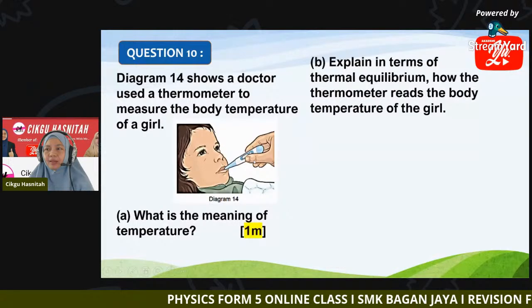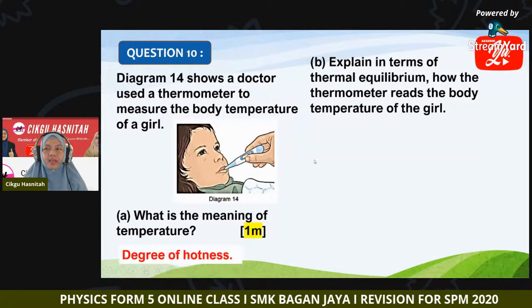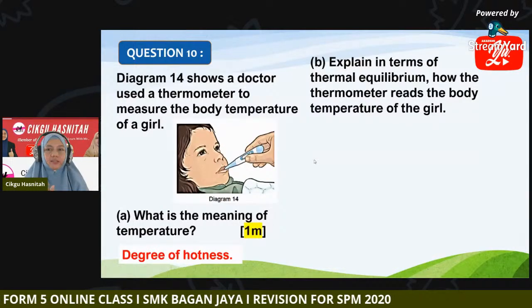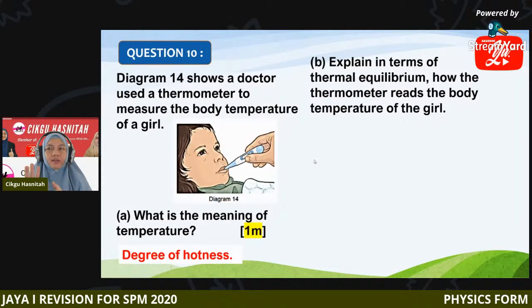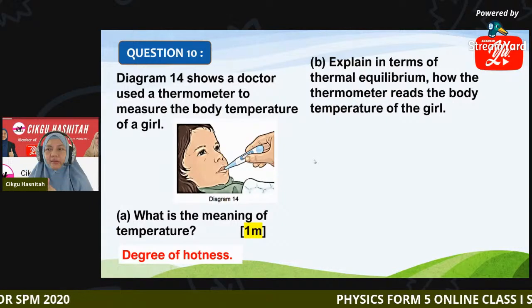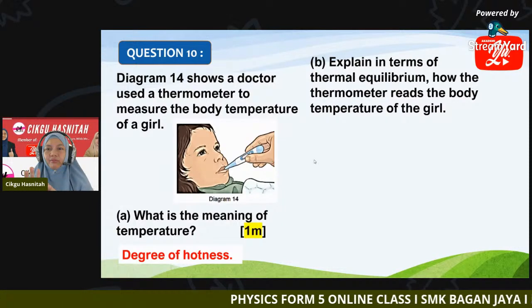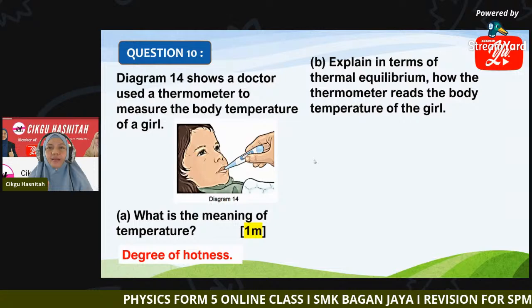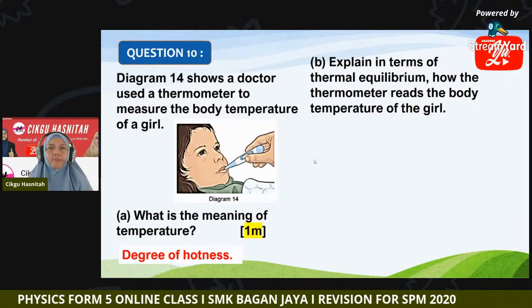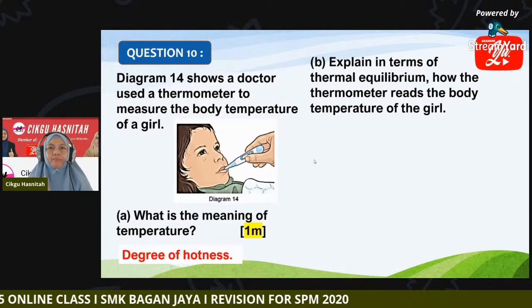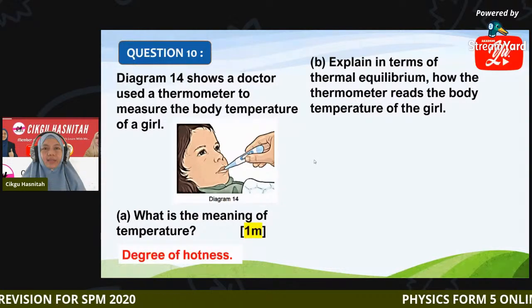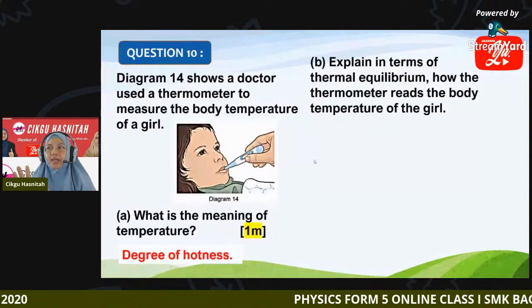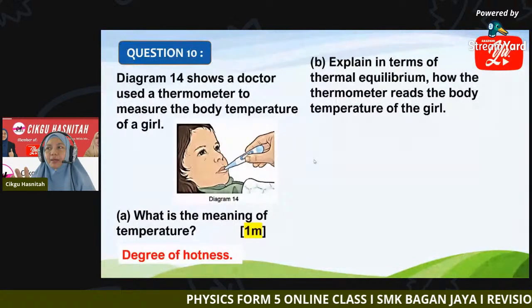Yes, temperature is degree of hotness. Degree of hotness of an object. Okay, second, explain in terms of thermal equilibrium how the thermometer reads the body temperature of the girl. This question is 4 marks. Explain in terms of thermal equilibrium how the thermometer reads the body temperature of the girl.